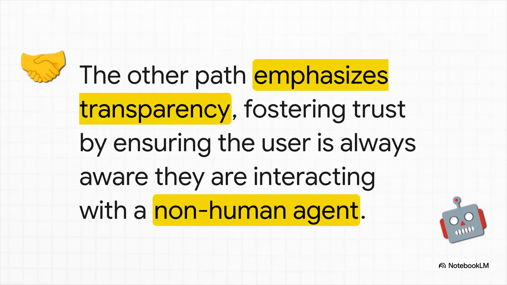Then there's the other path, which is all about transparency. The philosophy here is totally different. It says, hey, in education, trust beats trickery every time. If a student knows they're working with an AI, you get rid of the risk of manipulation. You can build an honest relationship that's actually better for learning in the long run.